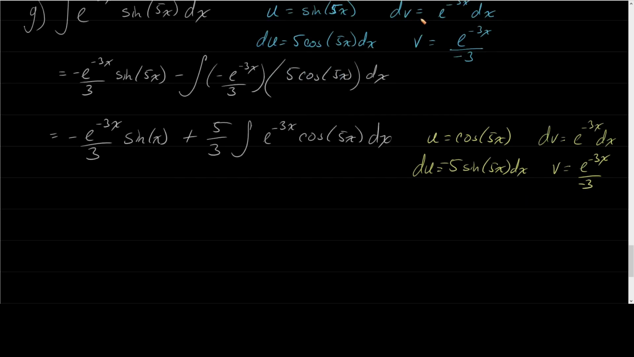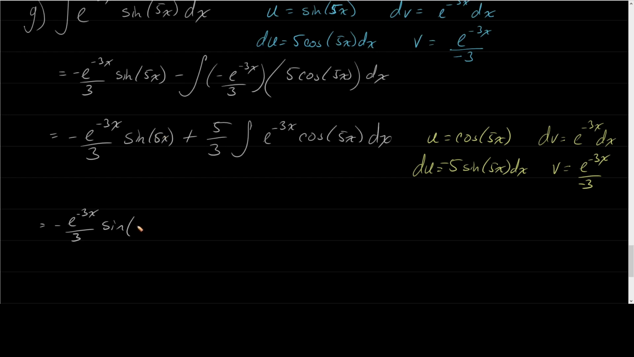So now, what does that give us? Well, that gives us the following. So we can say now, well, this first part's still there. Negative e to the negative 3x over 3 times sine of, ooh, look at that. That's a bad copying error. That should have been 5x.